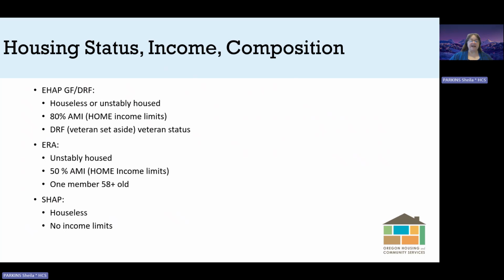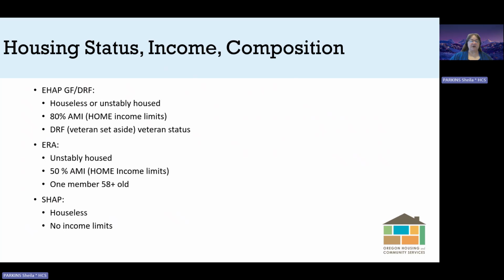Under ERA, clients are eligible when they are at risk of houselessness and at or below 50% of AMI, and where at least one member of the household is age 58 or older. ERA is strictly a prevention program. There is a quick table on page 5 of the manual that highlights these basic eligibility requirements between the programs.